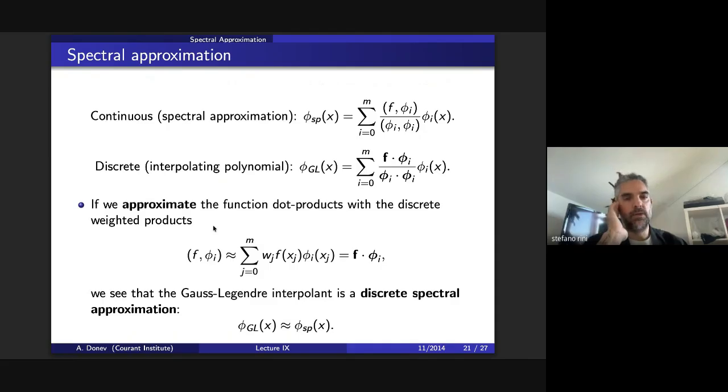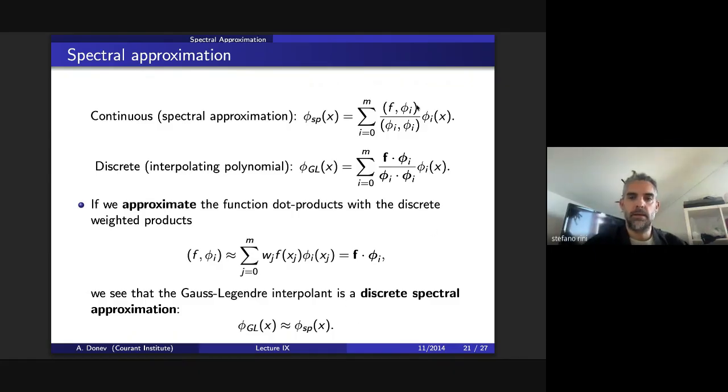So let's discuss a little bit what the spectral approximation is. The continuous spectral approximation is this object, right? You take the summation of the polynomials, take the first m terms, and you say, well, the function is here. You can also do a discrete version, so you just evaluate over the m points. If you approximate the dot product with the discrete weighted products, then this is your approximation. And you see that the Gauss-Legendre interpolation is a discrete spectral approximation of this object, right?